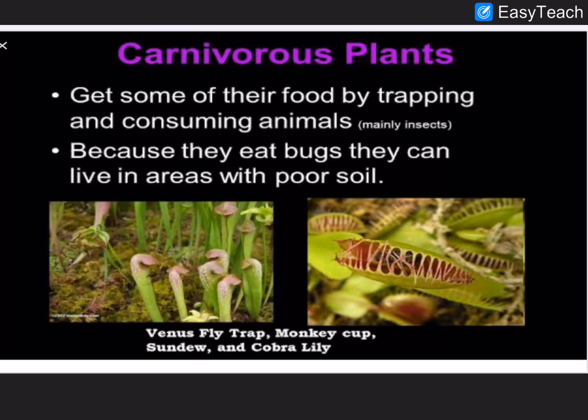You can see the pictures of Venus flytrap and pitcher plant. Venus flytrap, monkey cap, sundew, cobra lily. This is cobra lily. They all attract insects and then consume them because they eat bugs. They can live in areas with poor soil.